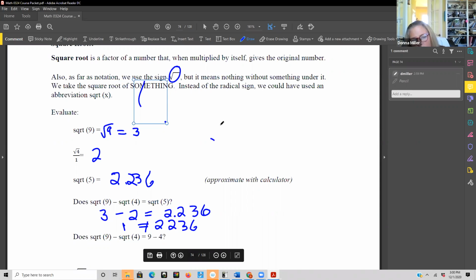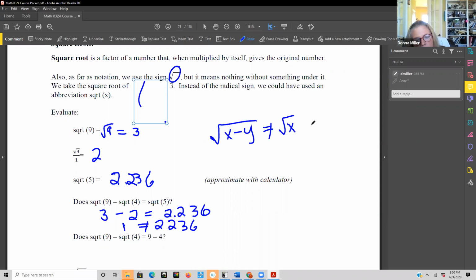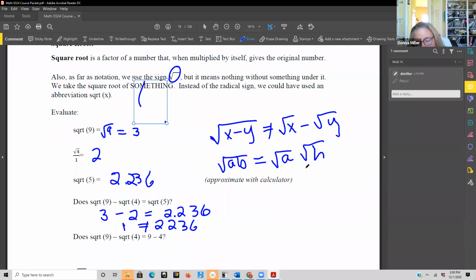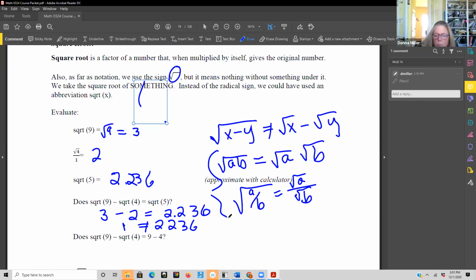This is a really common algebra problem that you run into. The square root of x minus y does not equal the square root of x minus the square root of y, because that's just not a rule for square roots. The only rules you have are the product rule, the square root of a times b is the square root of a times the square root of b, and the square root of a over b is the square root of a over the square root of b. There are no rules for sums or differences.